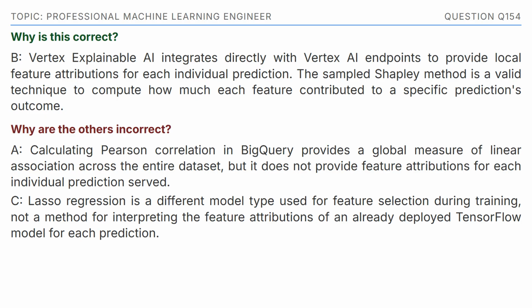A. Calculating Pearson correlation in BigQuery provides a global measure of linear association across the entire dataset, but it does not provide feature attributions for each individual prediction served. C. Lasso regression is a different model type used for feature selection during training, not a method for interpreting the feature attributions of an already deployed TensorFlow model for each prediction.